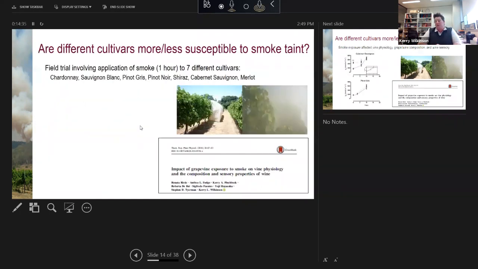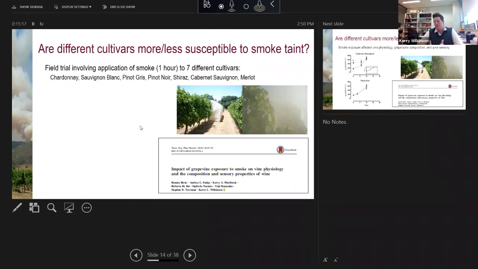One of the questions we were interested in after that was whether different cultivars, so different grape varieties, might be more or less susceptible to the effects of smoke taint. So we performed what's probably been one of the most logistically challenging trials that we've ever done, involving the application of smoke to 7 different cultivars: Chardonnay, Sauvignon Blanc, Pinot Gris, Pinot Noir, Shiraz, Cabernet Sauvignon and Merlot. We did all of this in triplicate, so 7 grape varieties, 3 replicates each with control tents and smoke tents across 2 different vineyards in the one season. So it was a really big trial.